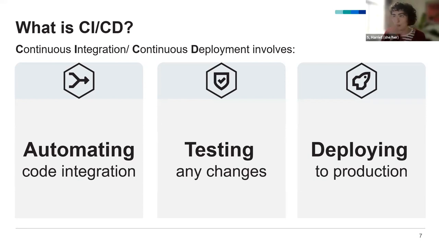CI/CD stands for continuous integration, continuous deployment. It's a bit of a mouthful, which is why it's called CI/CD. And it encompasses processes that automate the integration of code into a repository, automatically testing any changes that that integration introduces, and then deploying that code into a production environment.